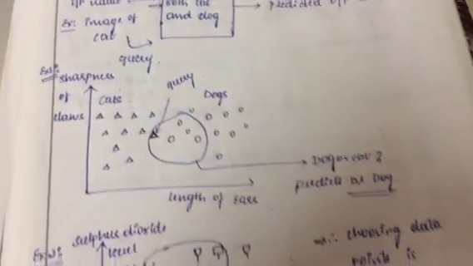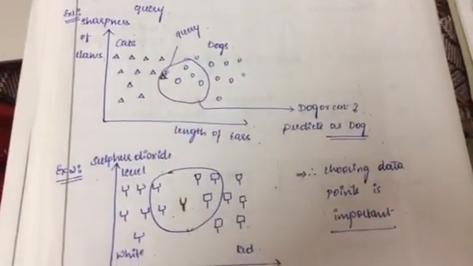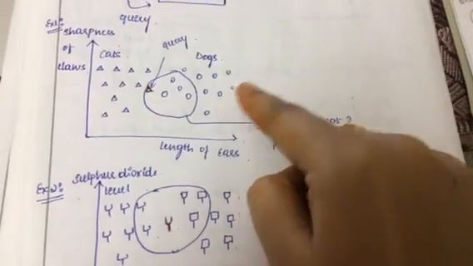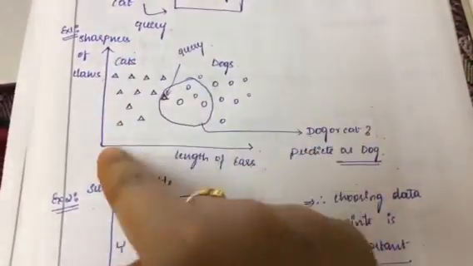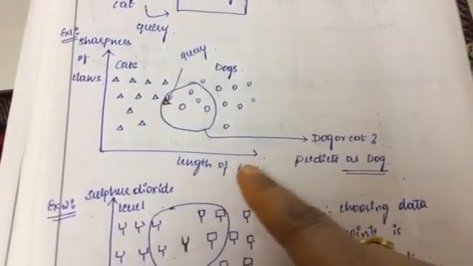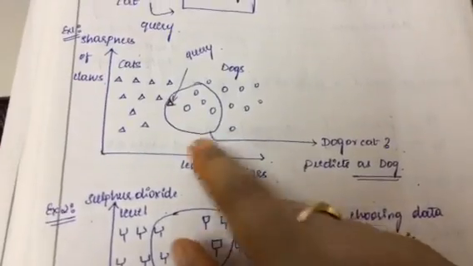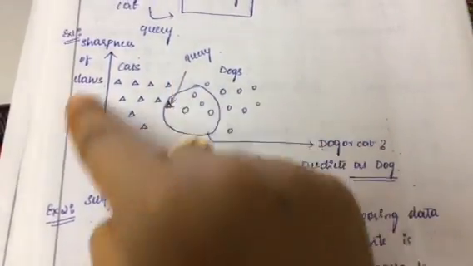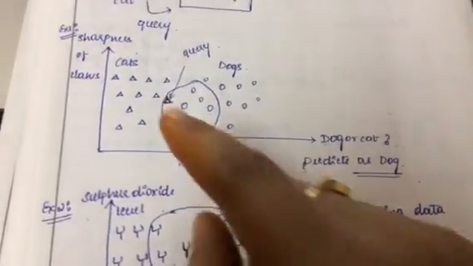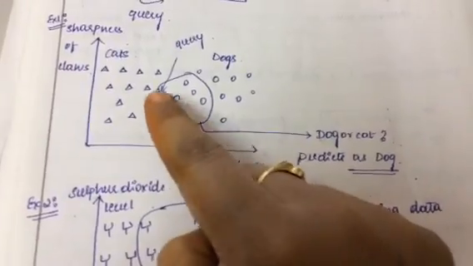Now this is the same as your basic machine learning model. Suppose I take an example of how the classification is done in KNN. Here the triangle represents the cat and the circle represents the dog. I have plotted an axis, the length of an ear versus the sharpness of claws. The length of an ear is a feature, and the sharpness of claws is also a feature. Based on these features I have plotted a graph where the triangle group represents a cat and this group represents the dog. Now suppose I have a new query. I want to know whether it belongs to a cat or a dog.